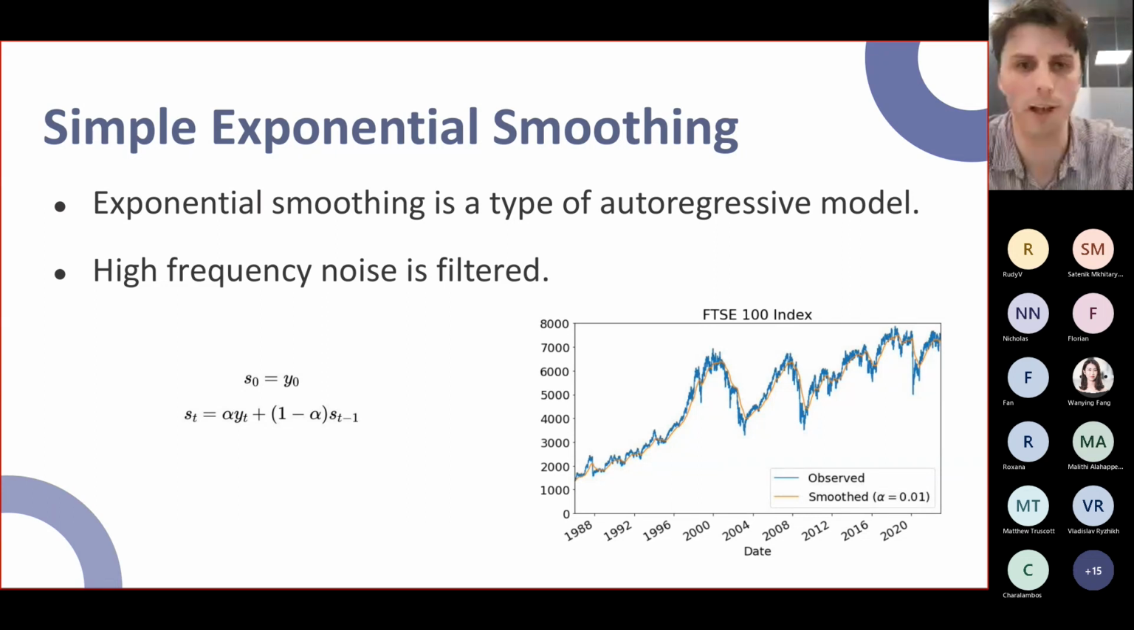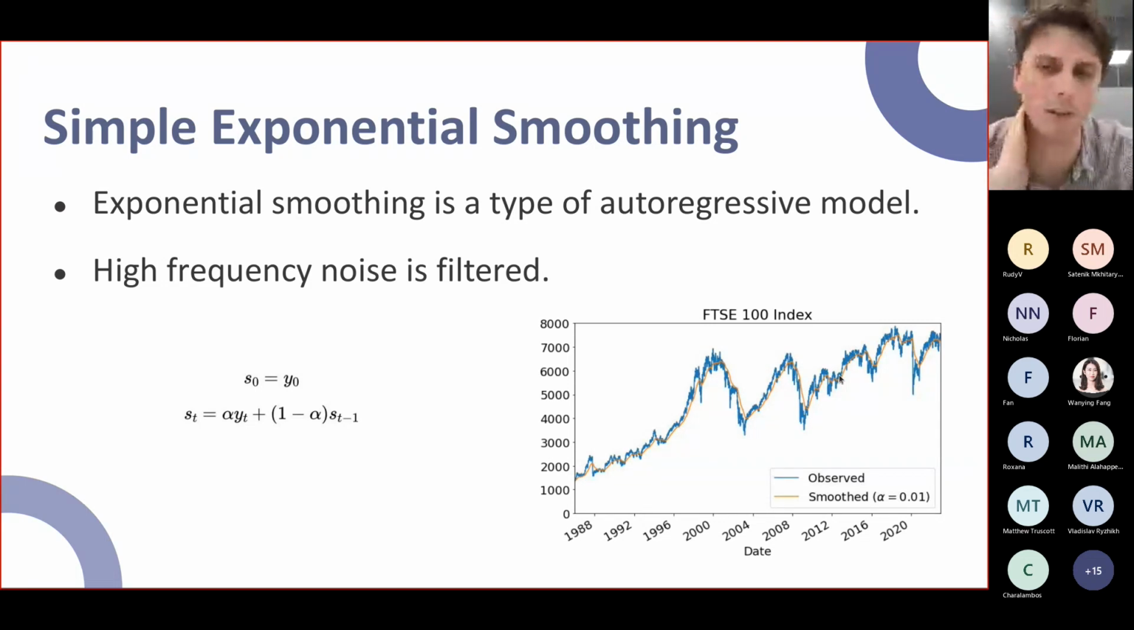But choosing a smaller value of alpha will tend to mix in the observed value of the series with the smooth series, and each individual observation has a smaller weight within that smooth series. So it tends to filter out any high frequency fluctuations. And if you apply that to, say, the FTSE 100 index, you can see you can throw away all of the high frequency noise, and you just have this general trend in the orange.